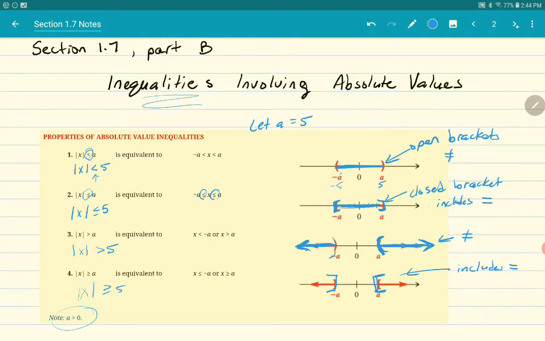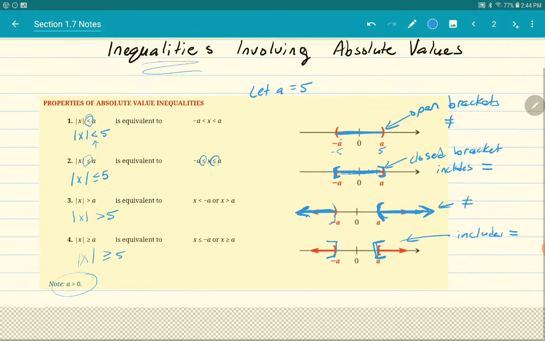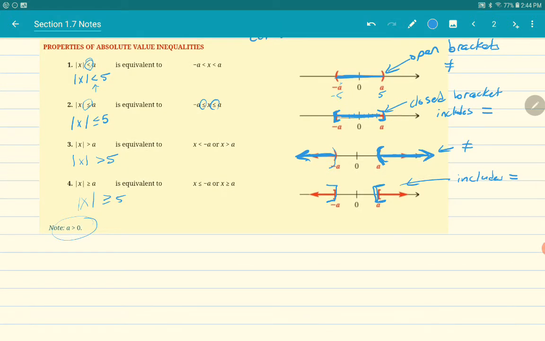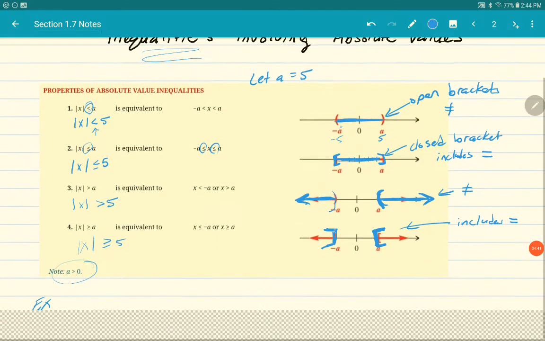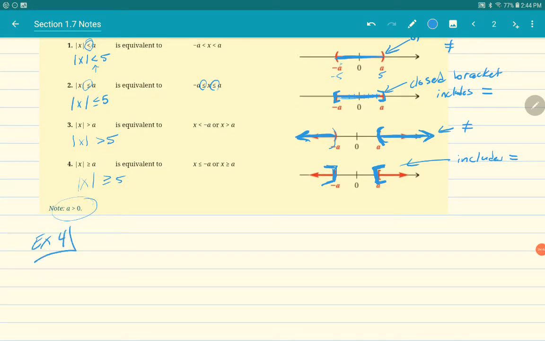All right, let's apply this to a problem to solve. Okay, actually, before I do, let's summarize. So when I have greater than, that means I'm going to have to draw two separate intervals. Okay. Let's look at an example. This is our fourth example for section 1.7. Let's do the absolute value of 3 minus x is less than 2.